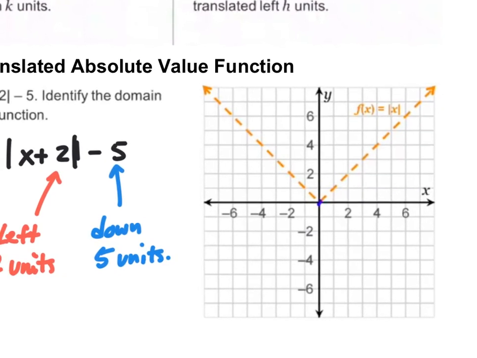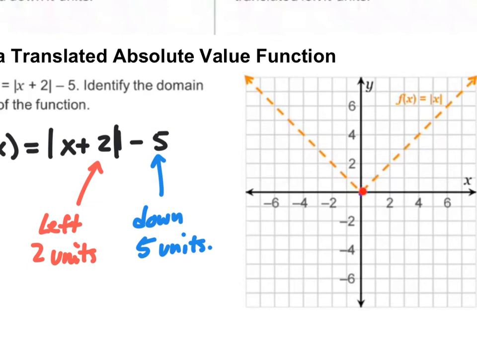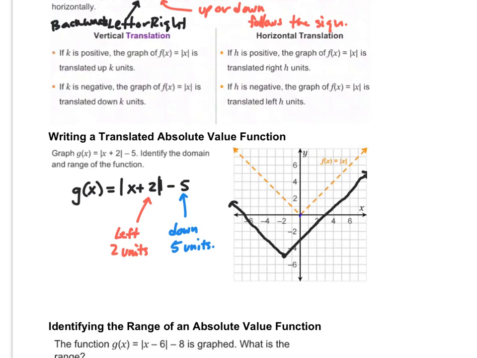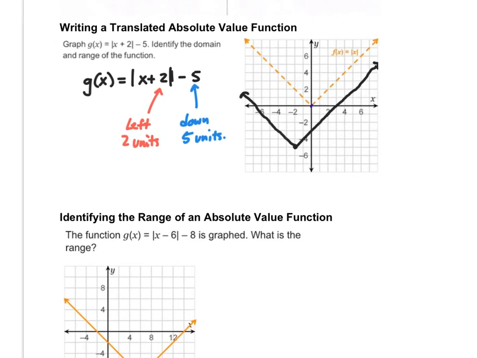So what I want to do is take this point here, my vertex, move that to the left 2 and then down 5, and I'm going to plot a new point down here. Okay, and then I'm just going to continue to draw that same graph that I had. All right, and that's it. Kind of nice, isn't it? Pretty good, isn't it? All right, and that's the idea.